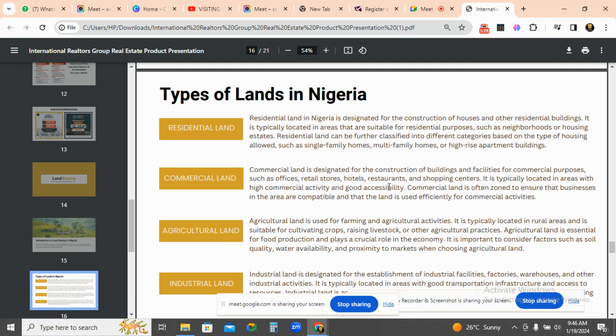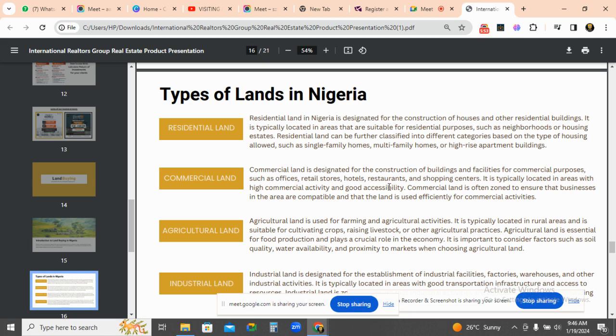So when we are talking about commercial purposes, what do we mean? We are talking about buildings that have been built for offices, retail stores. We are talking about hotels, restaurants, shopping centers. That is why at times it's funny to me that somebody will go and build a hotel in a residential land. And at the end of the day, the government will come and say, you are not supposed to build this structure here. They pull it down, and the person will be crying that Sanwo-Olu or somebody has done bad to him when there is a code of ethics already.